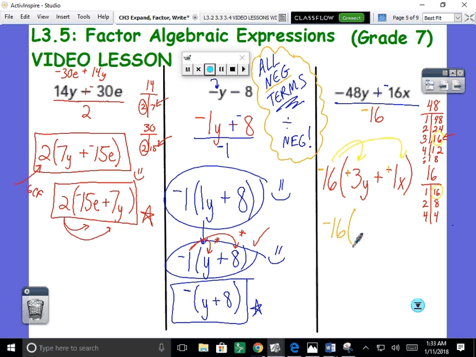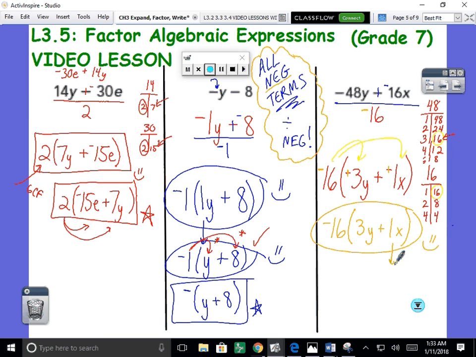I have negative 16 times the quantity of 3y plus 1x. Oh, that looks better already. I like it. If you can get this far, I say, awesome, you earned your smiley. Oh, there must be more. Take a look. What sort of things do you notice? Well, I can't get rid of any implied coefficients, or can I? The 16 can't go, and the negative sure can't leave. 3 has to stay the coefficient of y, but look here, 1x.